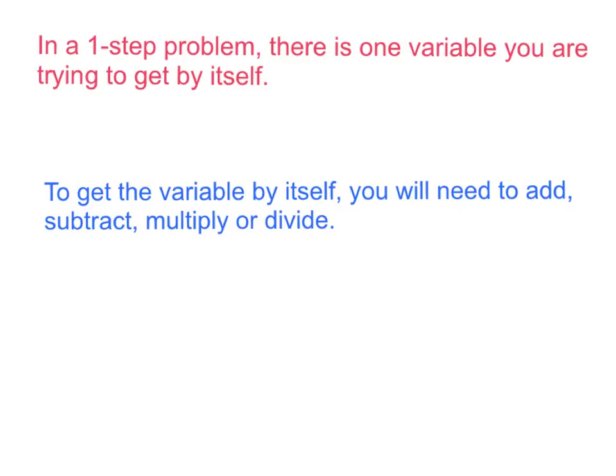In a one-step problem, there is one variable you are trying to get by itself. And remember, a variable is a letter. It could be X or Y, or it could be V or S or T, or really any letter. To get the variable by itself, which is solving the equation, you will need to either add, subtract, multiply, or divide.